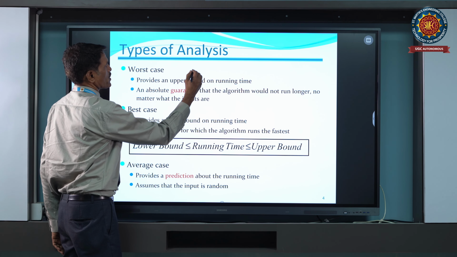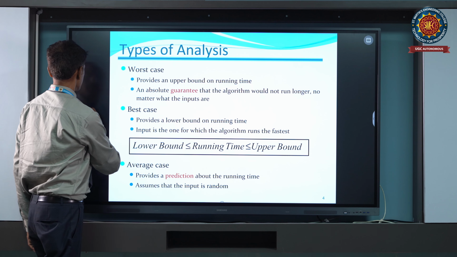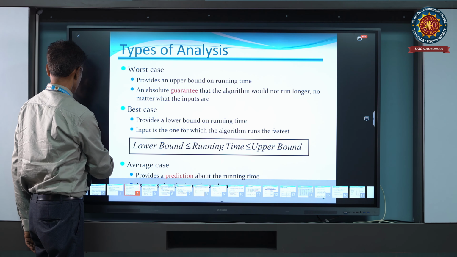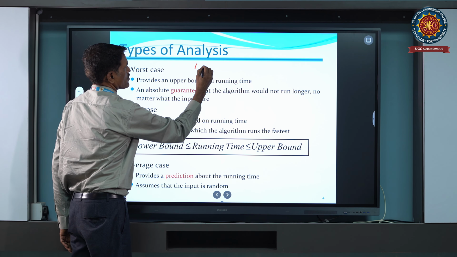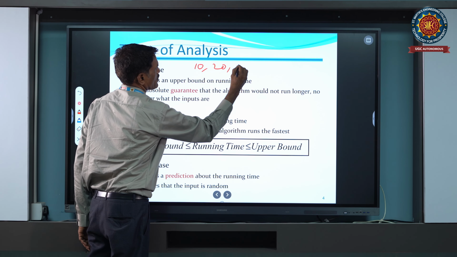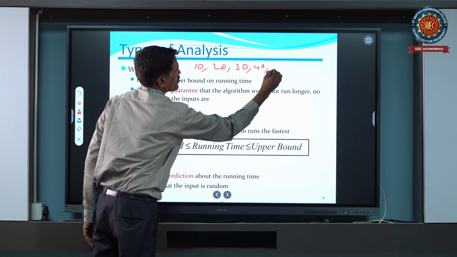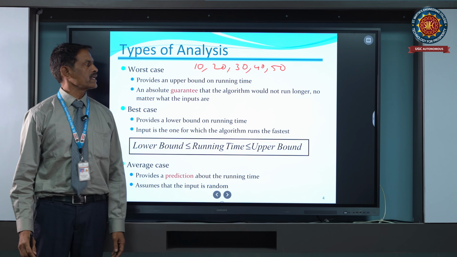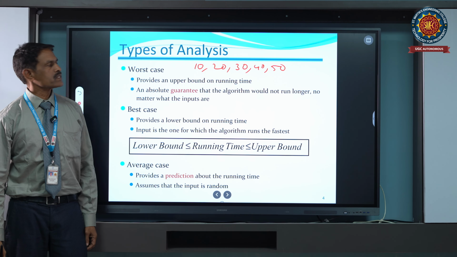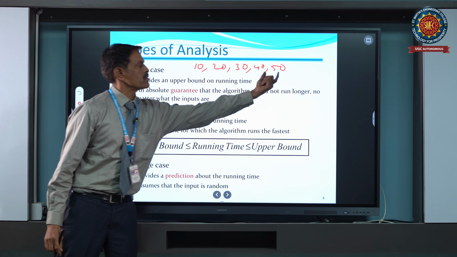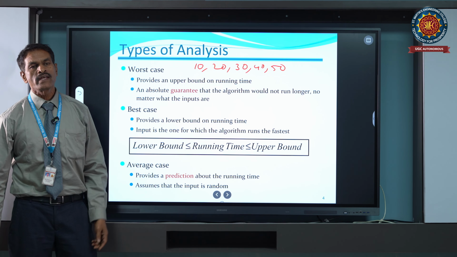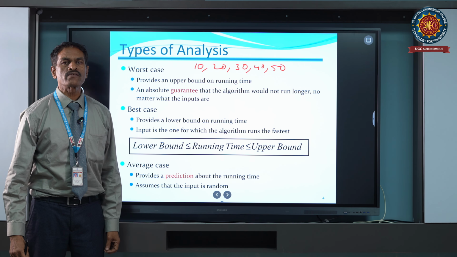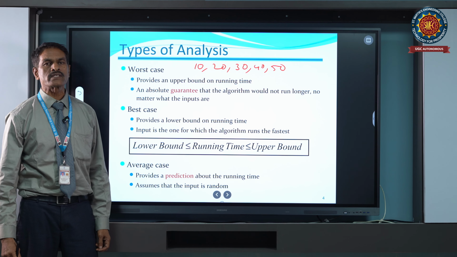Let me take linear search as an example. These are the linear search elements: 10, 20, 30, 40, 50. Suppose we take the key element 50. That is called the worst case, where we search through the maximum number of elements.